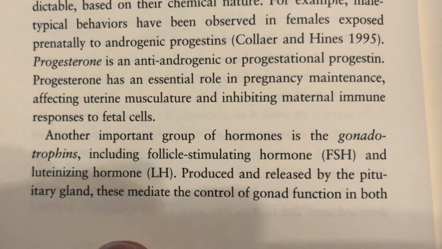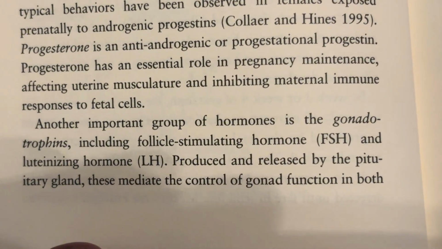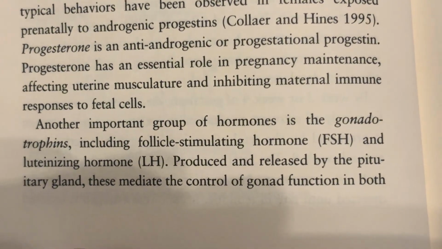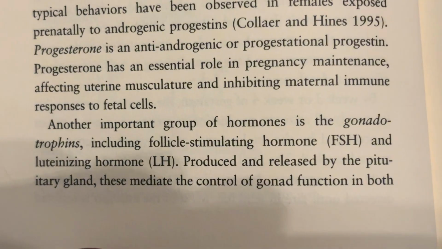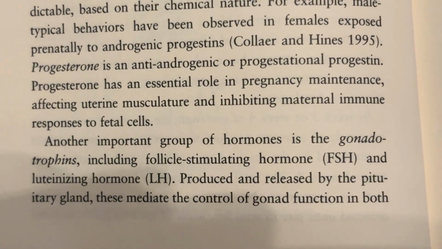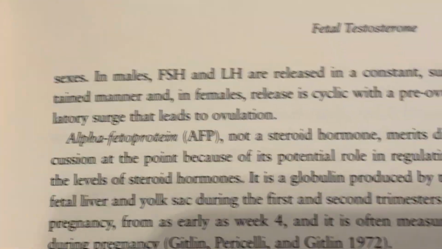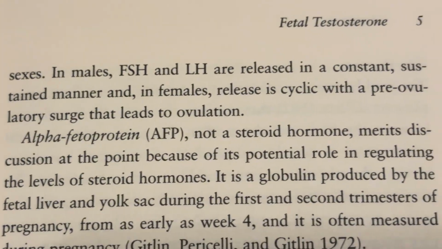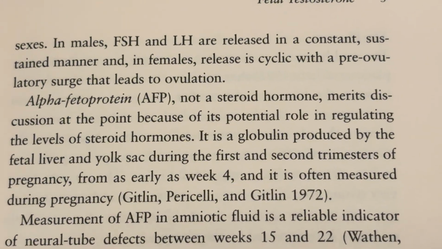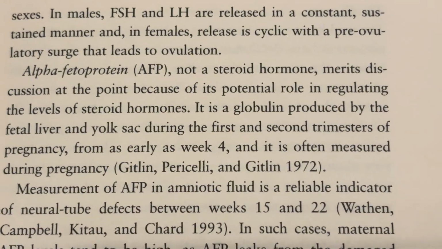Another important group of hormones is the gonadotrophins, including follicle-stimulating hormone and luteinizing hormone. In the future, this is FSH and LH. Produced and released by the pituitary gland, these mediate the control of gonad function in both sexes. In males, FSH and LH are released in a constant, sustained manner, and in females released in cycles, with a pre-ovulatory surge that leads to ovulation.